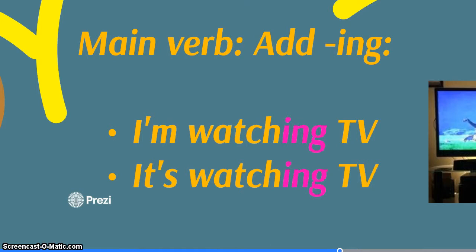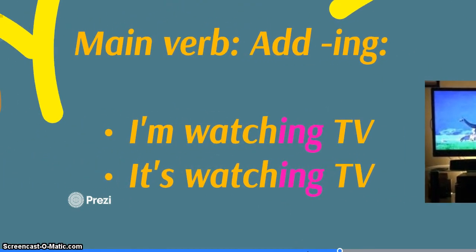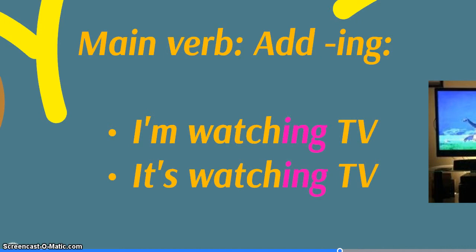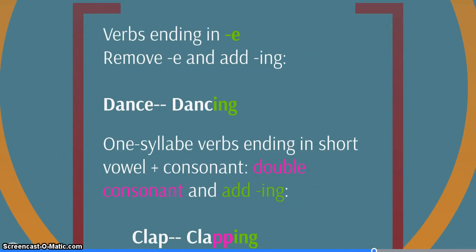Okay, what happens to the main verb? We add ing. I am watching TV, it's watching TV. The cat is watching TV. Okay? But remember, there are some spelling rules you have to know. If the verb ends in E, we remove E and add ing. Remove means quitar. So take a look. Dance. Dance ends in E. We remove the E, dance, and we add ing, dancing.